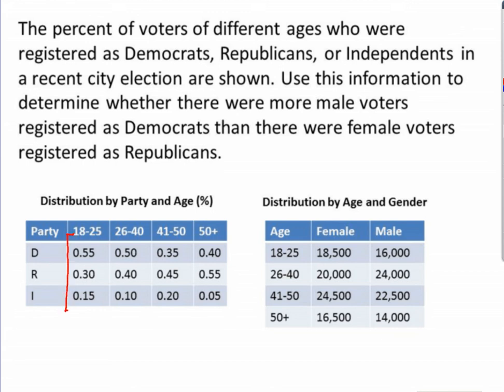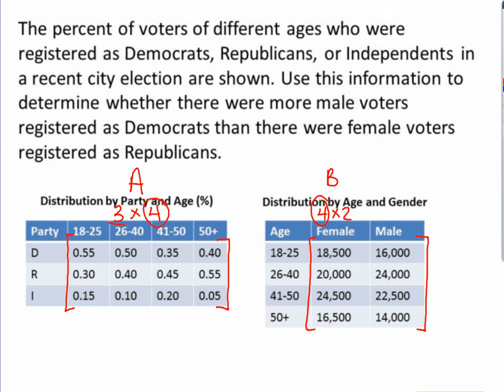Here would be matrix A. We have Democrat, Republican, and Independent, and this is a 3 by 4 matrix. We're going to multiply this by matrix B, which is a 4 by 2 matrix. Because these values are the same, we are able to multiply.